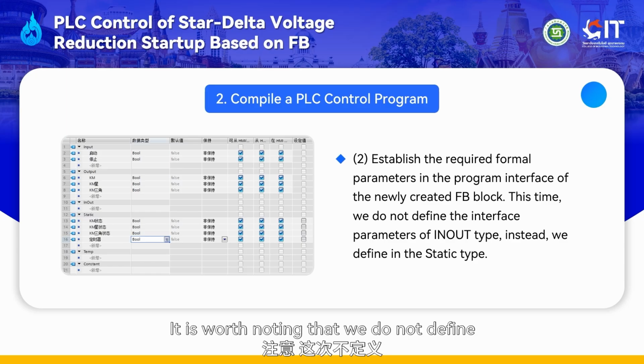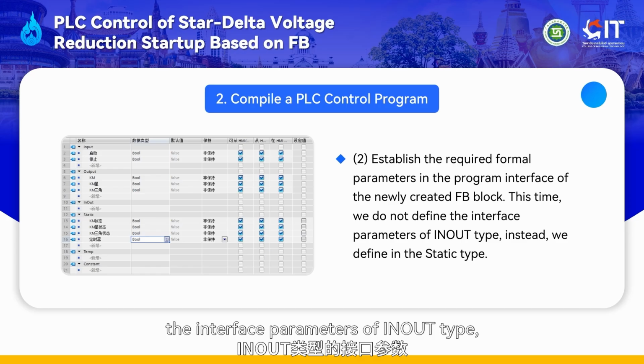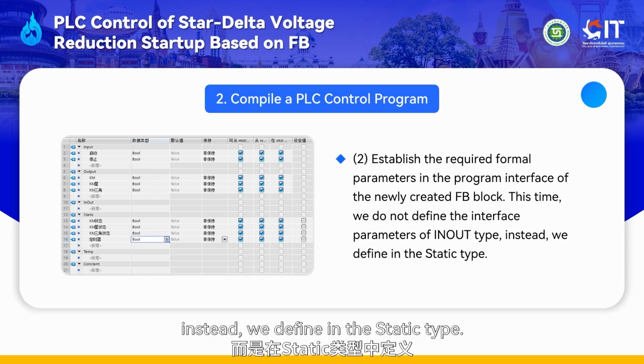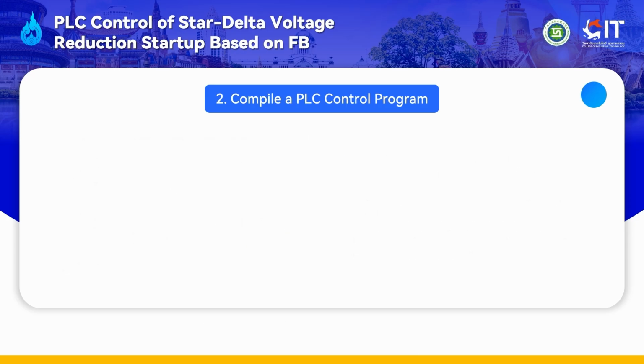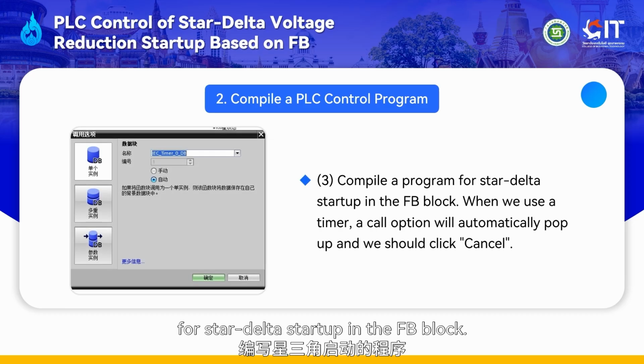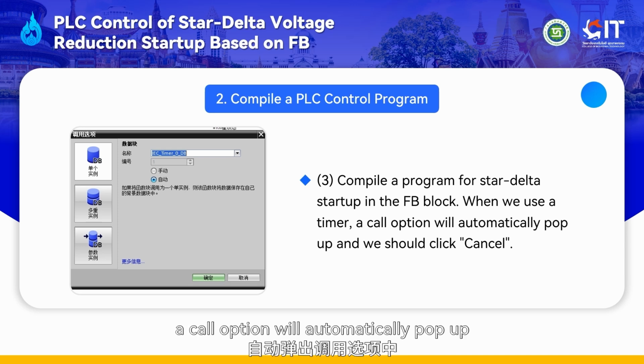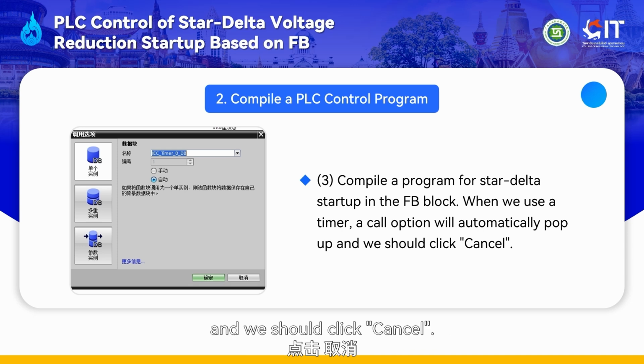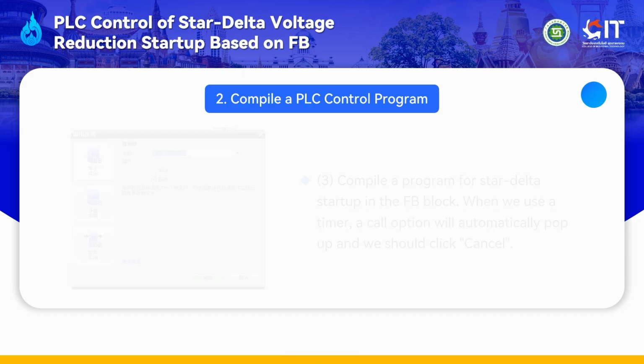It is worth noting that we do not define the interface parameters of in-out type. Instead, we define them in the static type. 3. Compile a program for star-delta startup in the FB block. When we use a timer, a call option will automatically pop up and we should click Cancel.